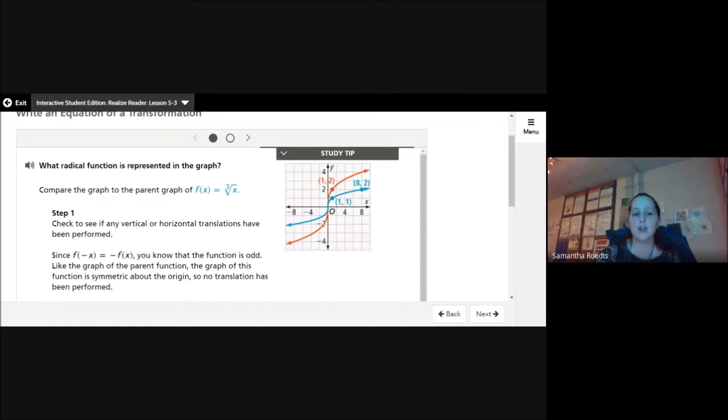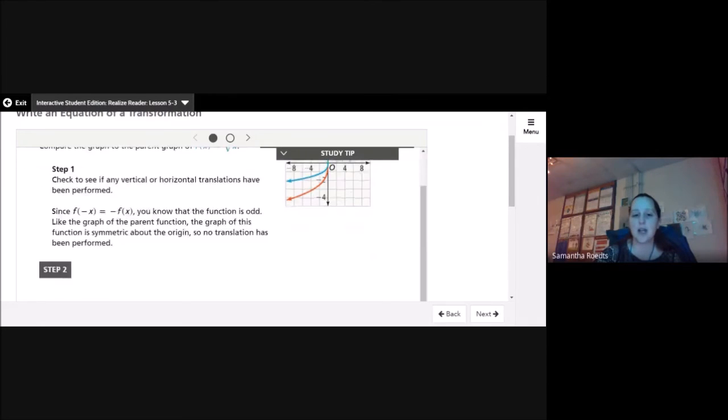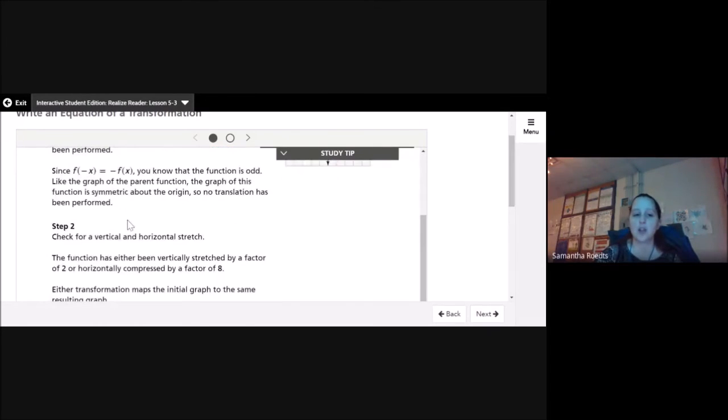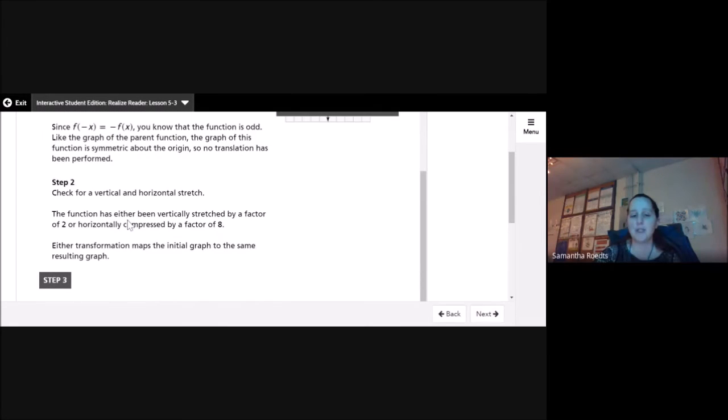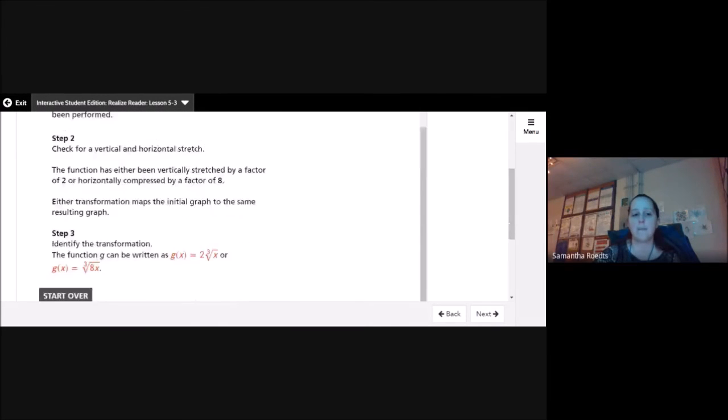Okay? So step 1, check to see if any vertical or horizontal translations have been performed. Since f of negative x equals negative f of x, you know that the function is odd. Like the graph of the parent function, the graph of this function is symmetric about the origin, so no translation has been performed. Check for a vertical or horizontal stretch. The function has either been vertically stretched by a factor of 2 or horizontally compressed by a factor of 8. Either transformation maps the initial graph to the same resulting graph.